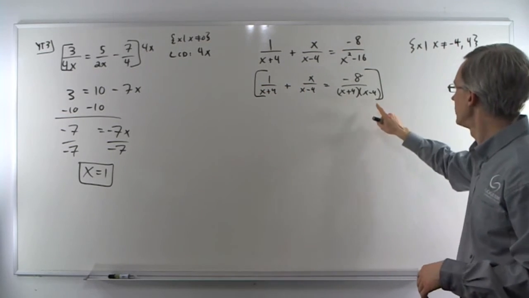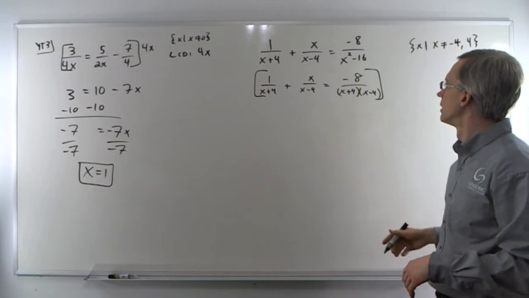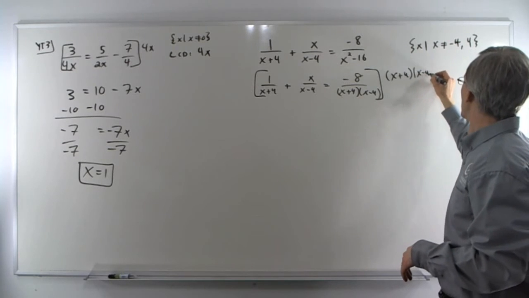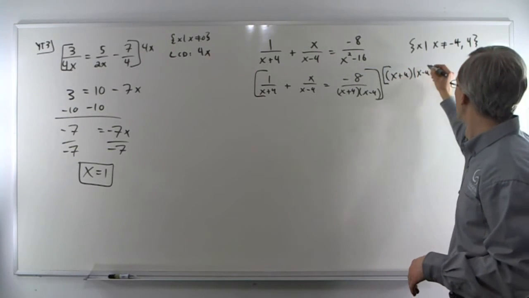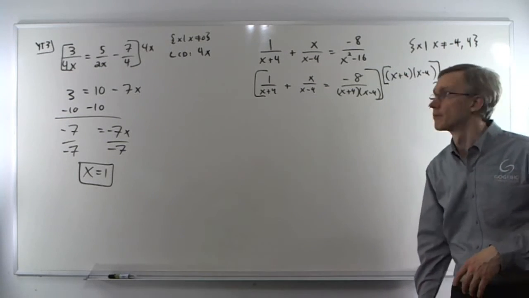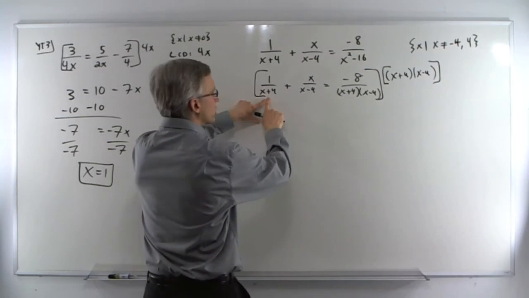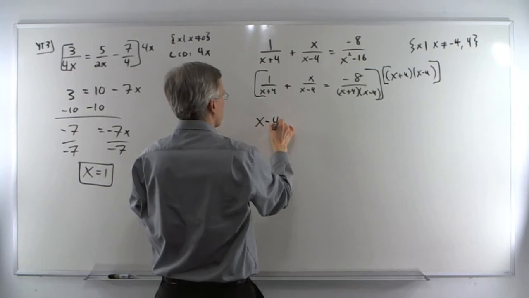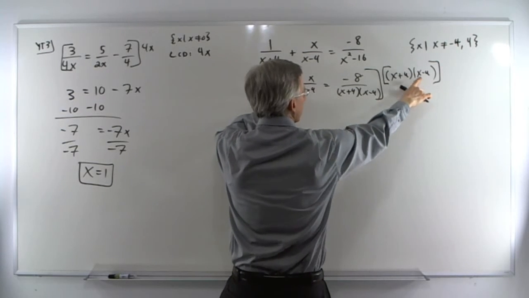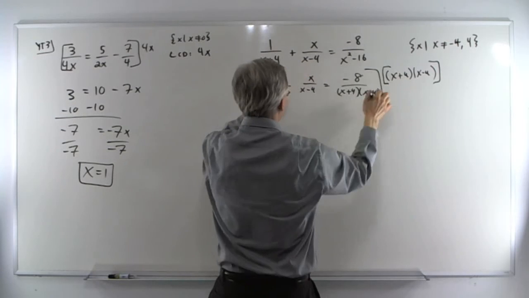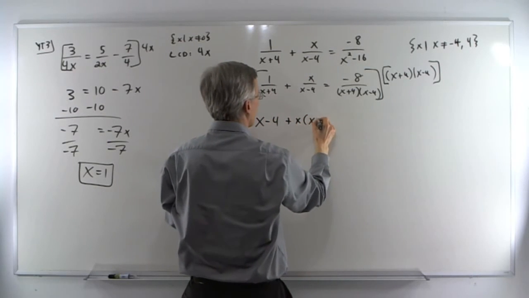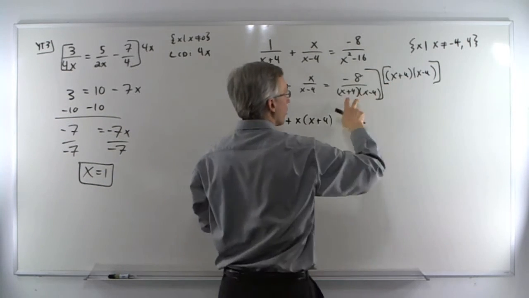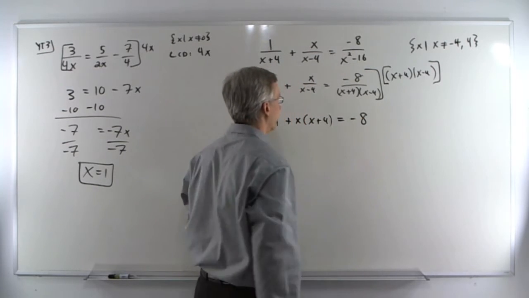Now the LCD, we have two unique binomials, x plus 4, x minus 4. Greatest power is 1. So we'll multiply this whole thing by x plus 4, x minus 4. Alright, this fraction, the x plus 4's cancel, leaving just 1 times x minus 4. Here, the x minus 4's cancel, so we're going to multiply x times x plus 4. Remember to put that in parentheses, so we need to distribute. And over here, both of them cancel, so that equals just negative 8.